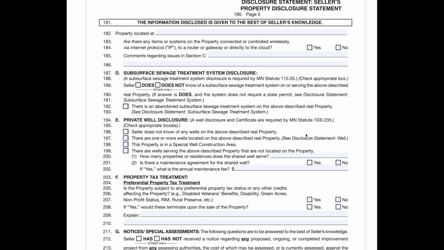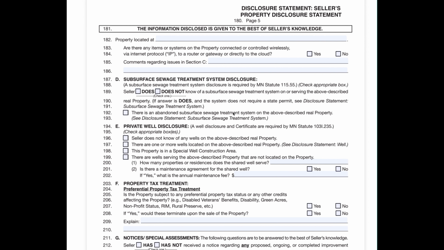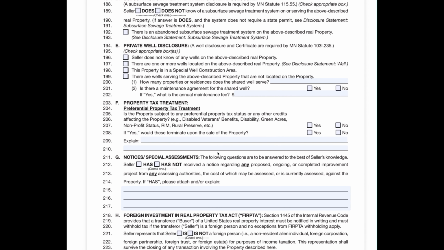Does the property have a sewage system? This is important information. Does it have subsurface sewage treatment on the property? You're going to find this out. Private well disclosure. Is there a well on the property? Property tax treatment. You're going to want to know what type of ownership. Is it homesteaded?